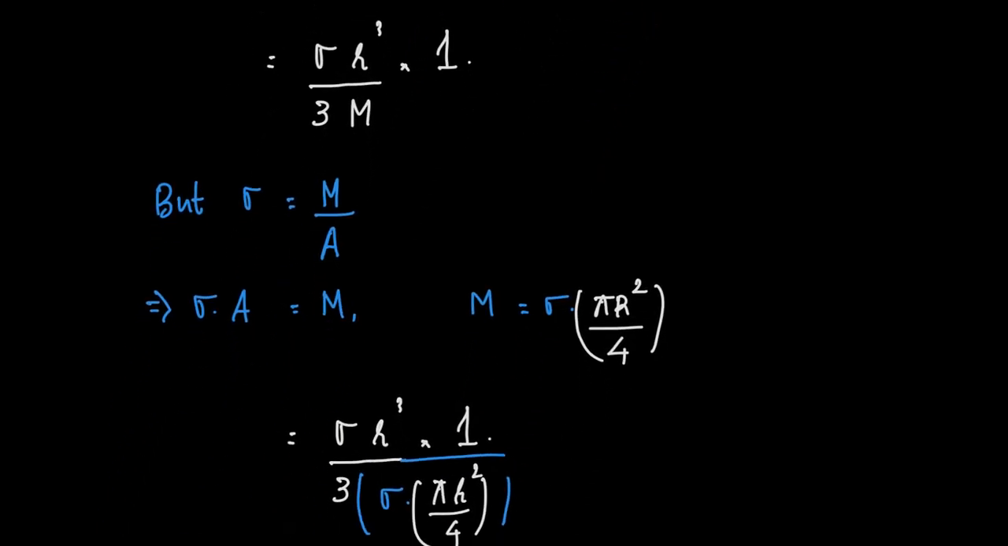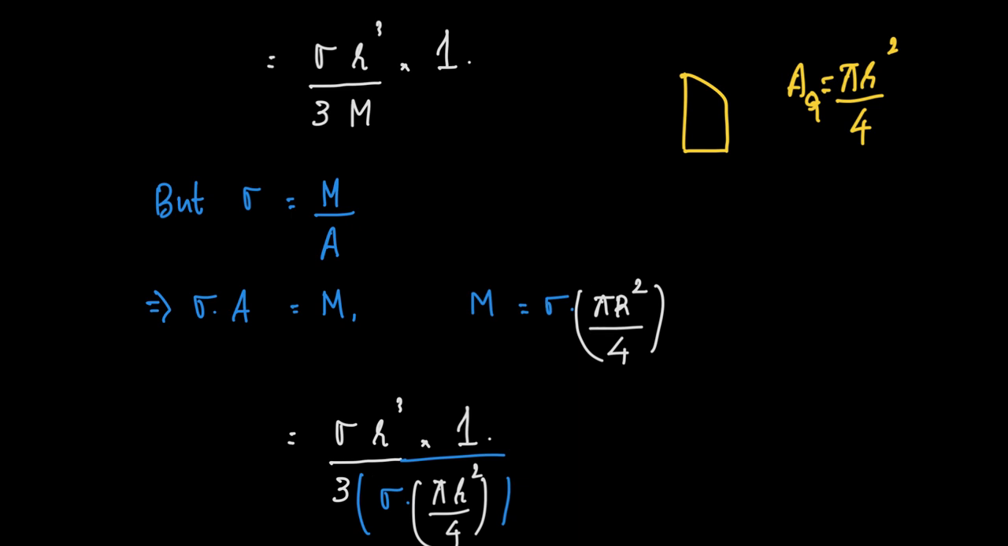Now, what is m? Sigma, which is the mass density, is mass by area. Therefore, mass should be equal to sigma into area. This area here is a quarter of a circle, right? Area of the complete circle is pi r square. Therefore, area of a quarter of a circle will be equal to pi r square by 4. So m is equal to sigma pi r square by 4.